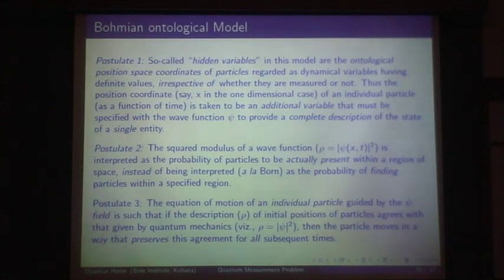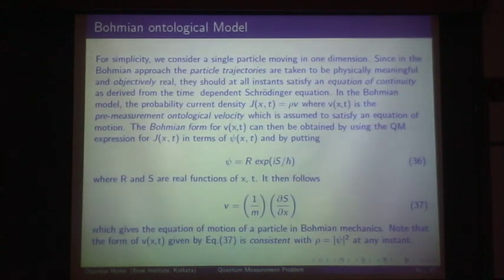And of course, the Born rule is retained in Bohm's model, and then the equation of motion is set up in Bohm's model such that initially the ensemble, the rho, is given by the initial psi squared, then after time evolution according to the Schrodinger equation, rho will agree with psi squared at any time t. Now, given all these requirements, if you write the probability current density J as rho V, because if you imagine the probability current as an actual current of particles, then J is rho V, where V is the pre-measured velocity in the Bohm model. So it's an actual pre-measurement ontological velocity.